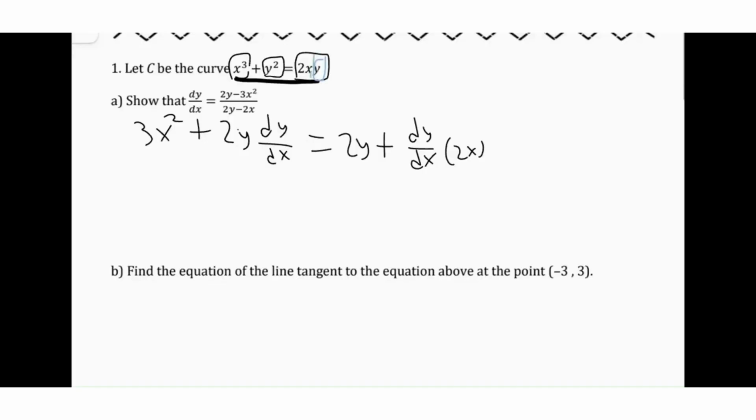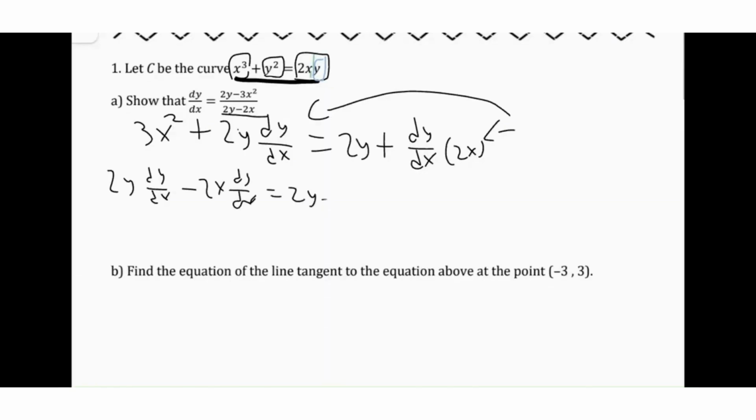Now we need to bring the dy dx's to the same side. This is just a little algebraic manipulation. I see here the answer that they already have it as 2y minus 2x. So just to save myself an extra step, I'm going to subtract this over. I'm going to bring that over to this side. So what I get is 2y times dy over dx minus 2x times dy over dx, which equals 2y minus 3x squared.